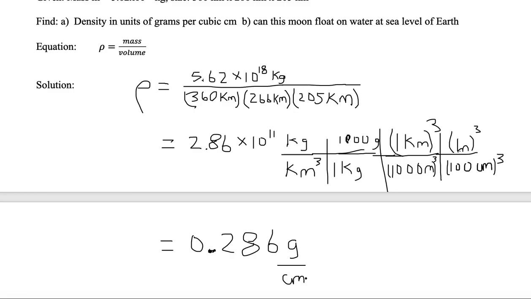Let's check our units. It's always nice to check the units to make sure that we are correct. So let's divide out. Kilograms divides with kilograms. We're left with grams. We have a kilometer cubed. Well, that's a kilometer cubed. We have a meter cubed. Well, that goes out with a meter cubed. And we're left with centimeter cubed. So we have centimeter cubed in the denominator.